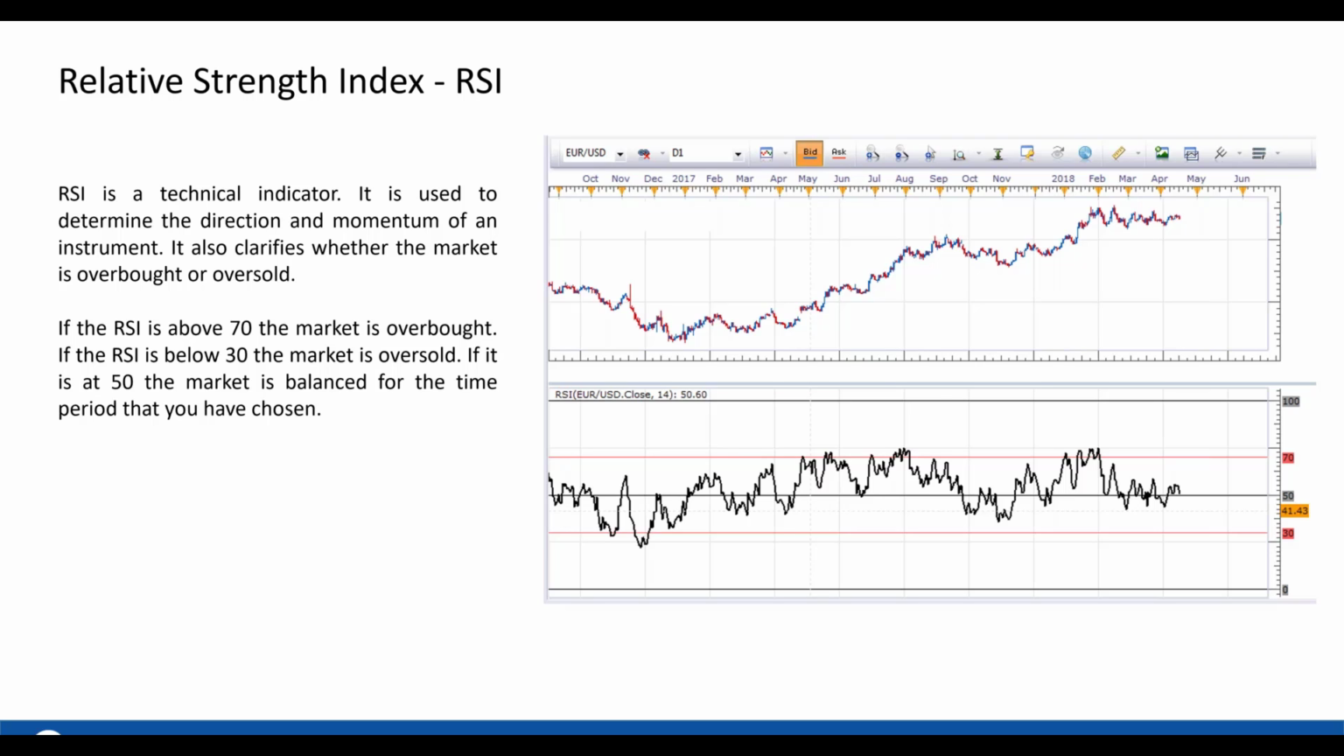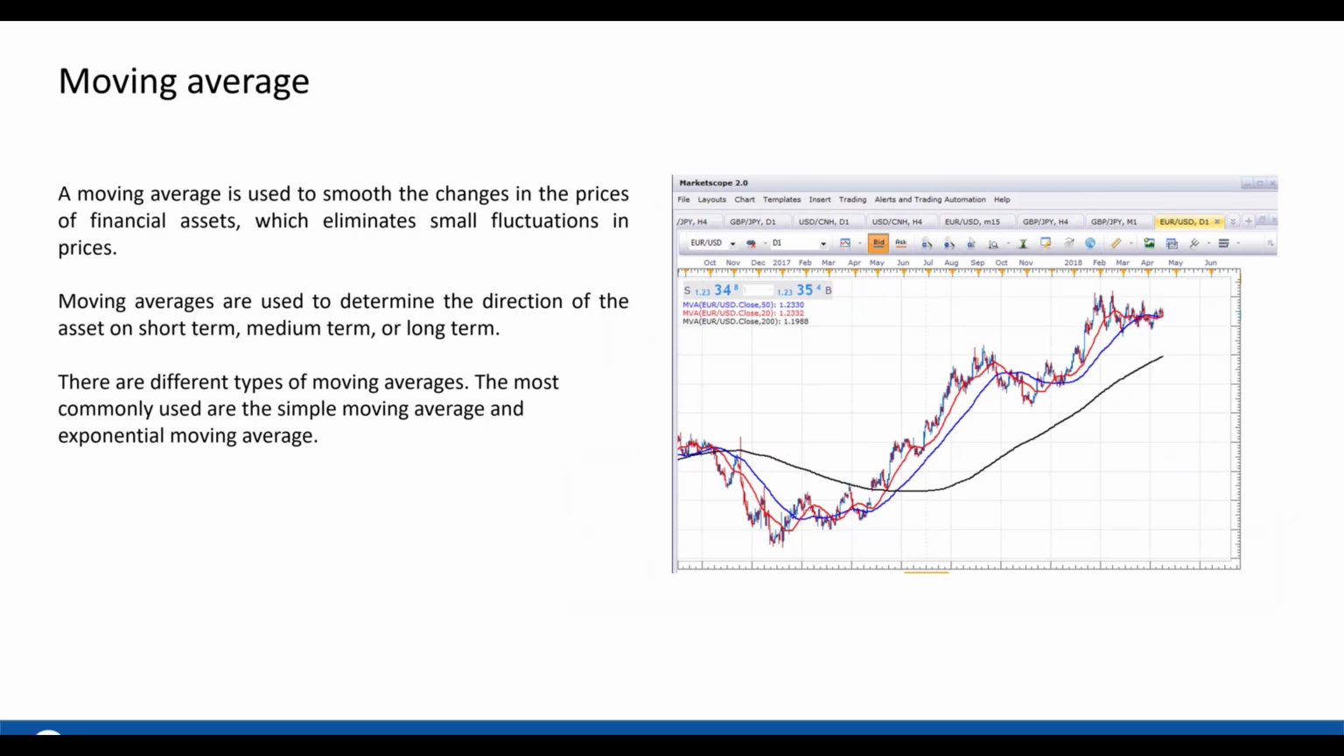Moving average. A moving average is used to smooth the changes in the prices of financial assets, and this eliminates the small fluctuations in the prices. Moving averages are used to determine the direction of the asset on a short-term basis, medium-term, or even a long-term basis. And there are different types of moving average. The most commonly used are the simple moving average and the exponential moving average.